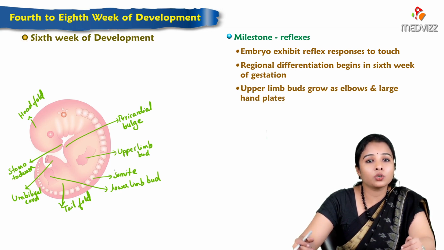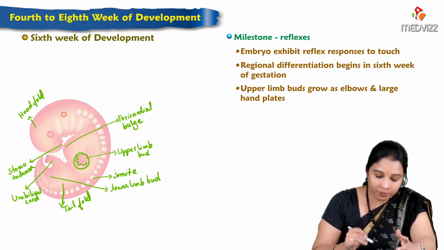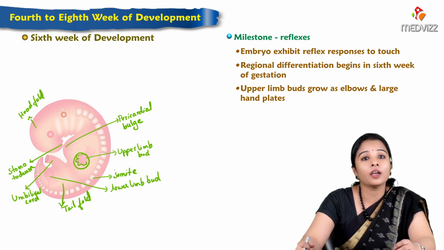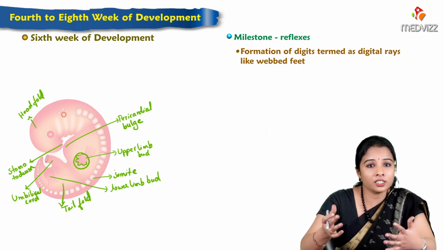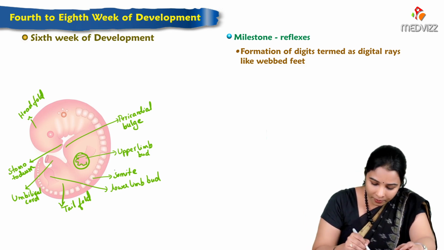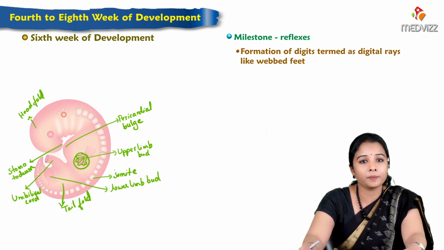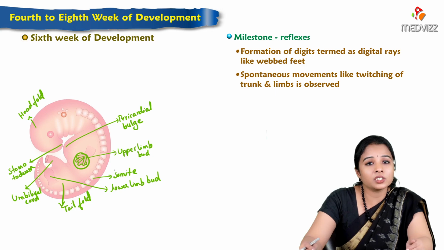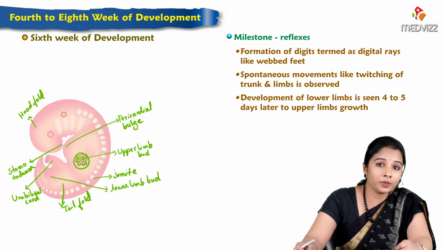The upper limb bud grows, forming elbows and large hand plates. We can appreciate the large hand plates during the 6th week of development, and the hand plate shows the formation of digits, termed digital rays, which appear like webbed feet within the hand plate. Spontaneous movements like twitching of the trunk and limbs are observed, and development of the lower limbs is seen 4 to 5 days later than the upper limb growth.